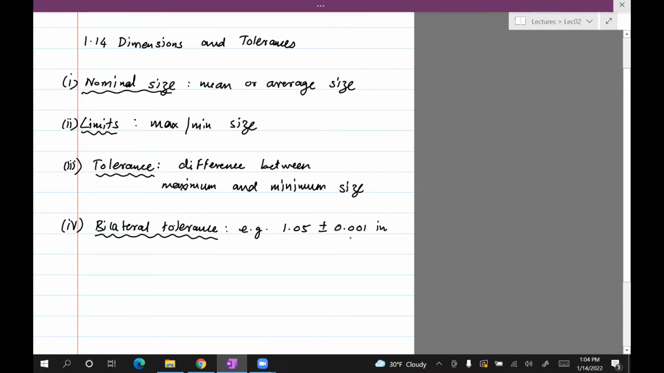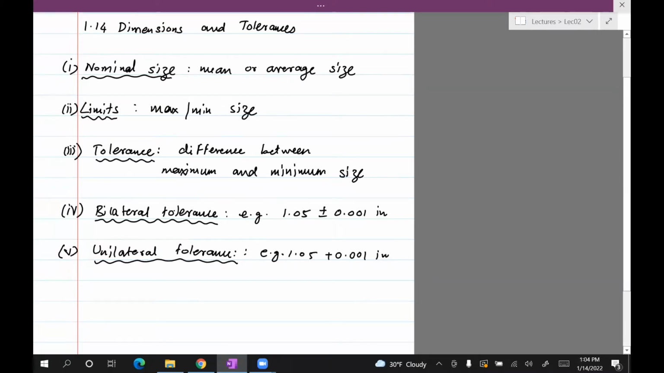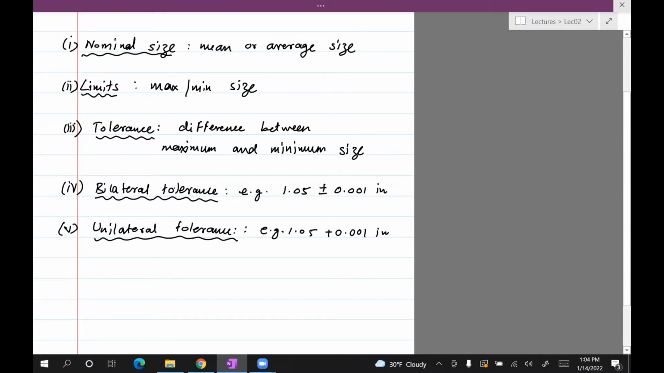It doesn't have to be that the upper limit is the same as the lower limit. They could actually be different. Then similarly, we have unilateral tolerance. An example of that would be 1.05 plus 0.001, which means that it could be 0 or plus 0.001 over the nominal. There is no lower limit. The lower limit in this case is understood to be 0.